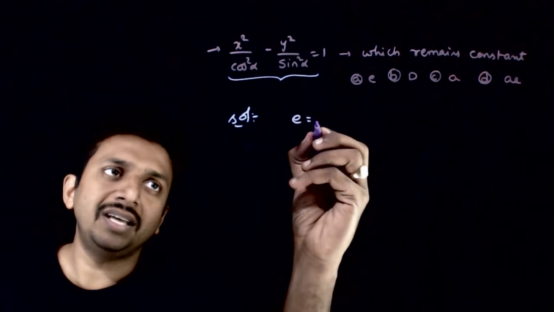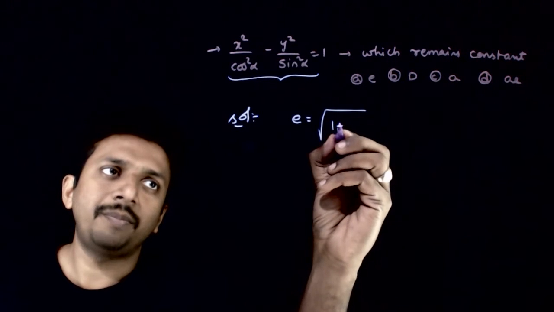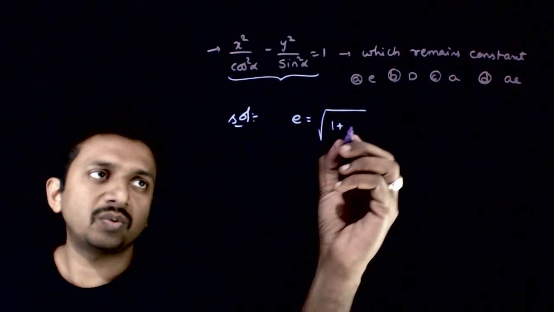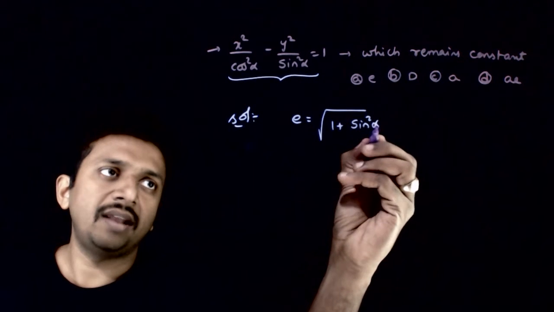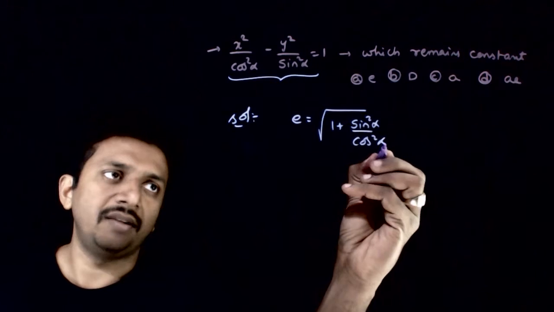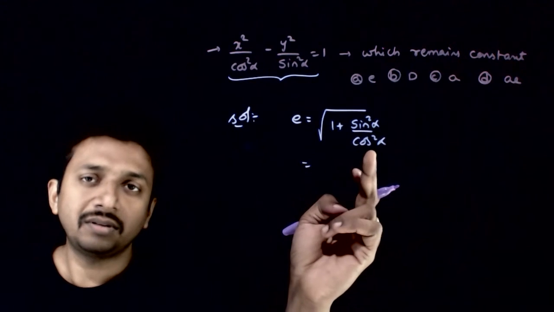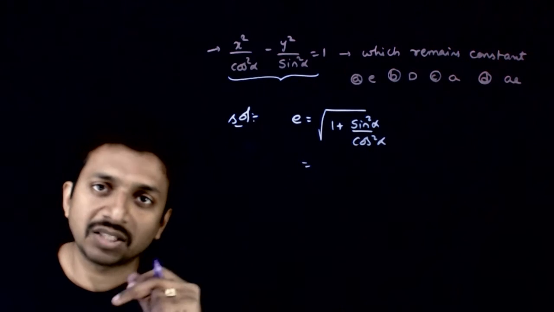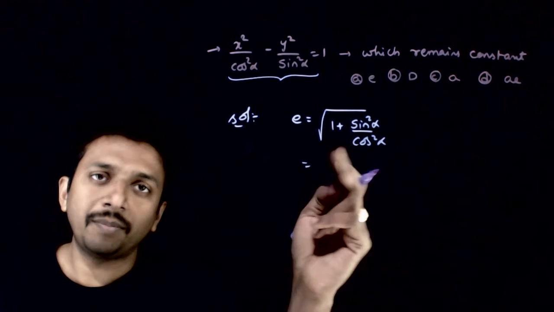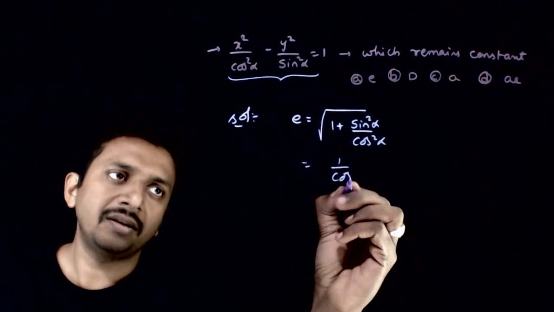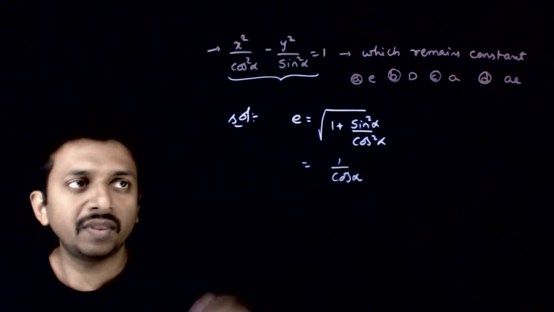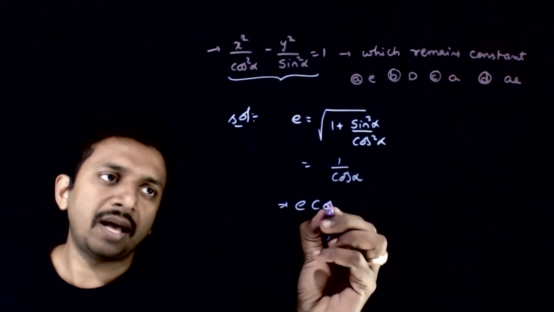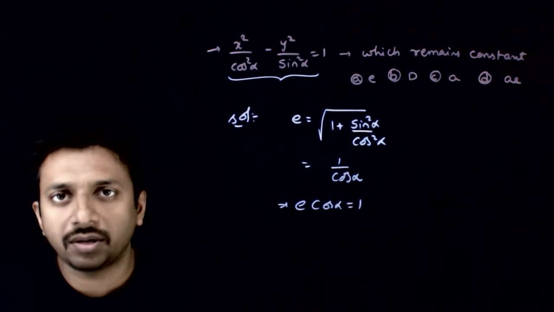So the eccentricity is root of 1 plus b square by a square, that is sin square alpha by cos square alpha. That is nothing but, if you take LCM, cos square alpha plus sin square alpha is 1. So root of 1 by cos square alpha is 1 by cos alpha. This implies e cos alpha is always equal to 1.